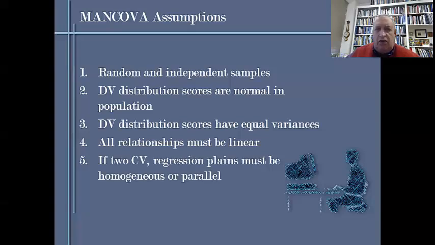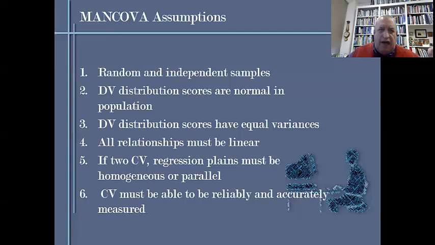If you have 2 control variables, you look at regression planes, which must be homogeneous or parallel. So you see if you've got 2 control variables, their regression planes must be homogeneous or parallel. If you've got more than that, then you're going to have to look at the box plots. The control variables must also be able to be reliably and accurately measured. Like sometimes in the past when we did Mancova, we had gender, which can be very accurately measured, and it's very reliably measured. And so the covariates need to be very well measured as you work through them.